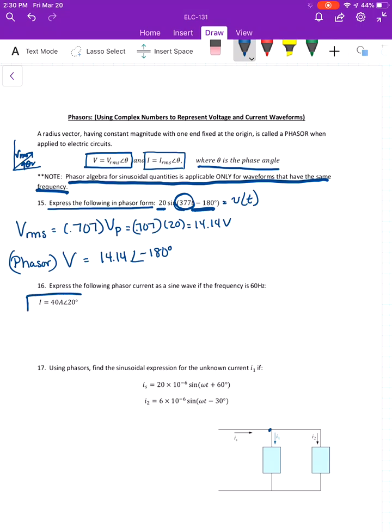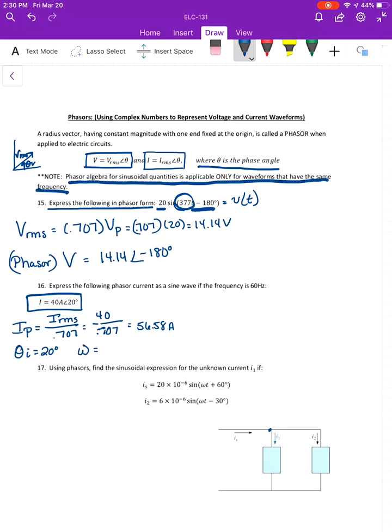So this time we're given the phasor, but we need to find the current waveform. So to find our peak current, we would take our RMS current and divide by 0.707. So if we have 40 amperes divided by 0.707, we get 56.58 amperes. That's our peak current. Our theta I is 20 degrees. And we also need the omega to write our equation.